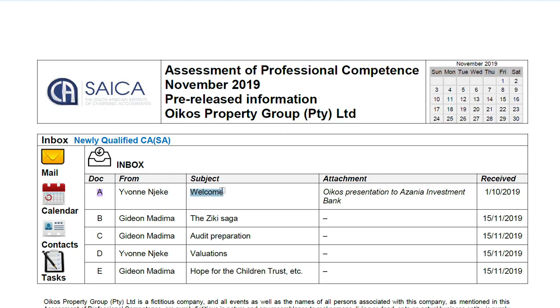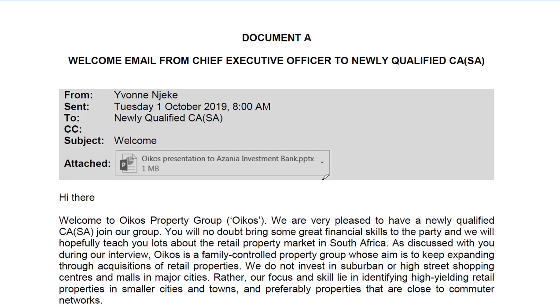As it's already been said here, it is a welcome document and it's about Oikos' presentation to Azania Investment Bank. The information about the company is Oikos Property Group. Then here's document A, and document A says welcome email from the Chief Executive Officer to a newly qualified CA. The newly qualified CA in this case is you. You are a newly qualified CA.